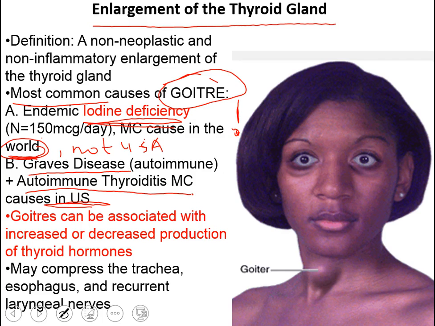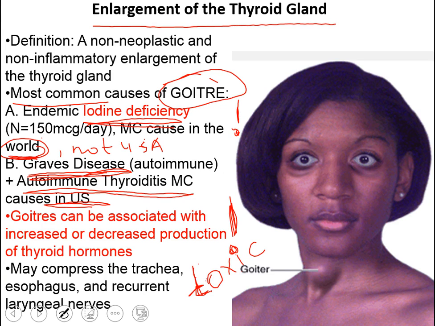Most of the cases of goitre in the United States are related to various autoimmune diseases of the thyroid gland, such as Graves' disease and autoimmune thyroiditis. Another important concept you should keep in mind is that goitres can be associated with increased or decreased production of thyroid hormones. Goitre associated with elevated levels of thyroid hormones is called toxic goitre, due to the detrimental or toxic effects of thyroid hormone excess on the central nervous system, cardiovascular system, and other systems of the body.